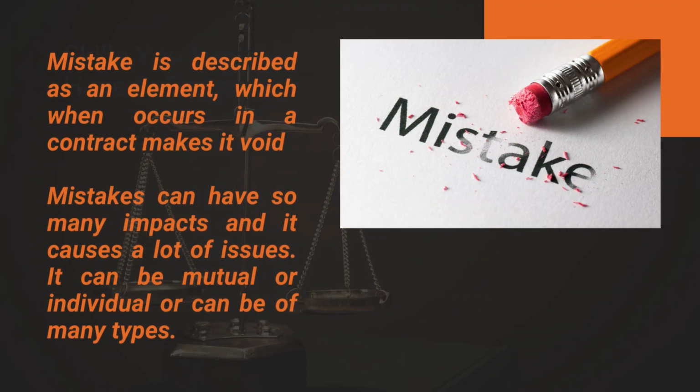Let me explain what mistake is. Mistake is described as an element which, when occurs in a contract, makes it void. So the contract is nullified from the beginning. Mistake can have so many impacts and it causes a lot of issue. The issue may be mutual or individual and it is of different types. So it is when we are not very sure as to which individual or party is affected by the mistake.